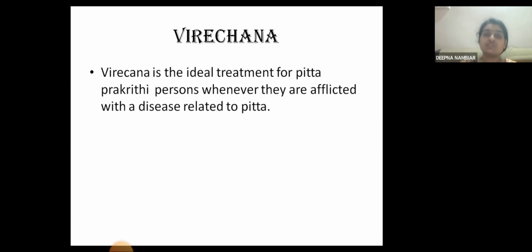Not only patients, even in Swasthas, Virechana gives the best, soothing effect. The ideal treatment that can be selected for Pitta Prakriti when affected by Pitta related diseases is the most optimal treatment, and Virechana gives more importance to Pitta Prakriti persons also.